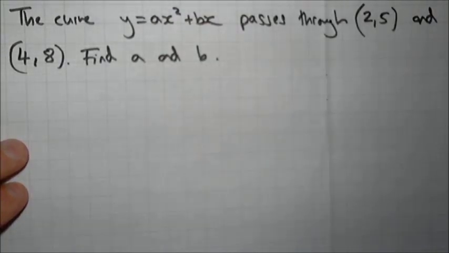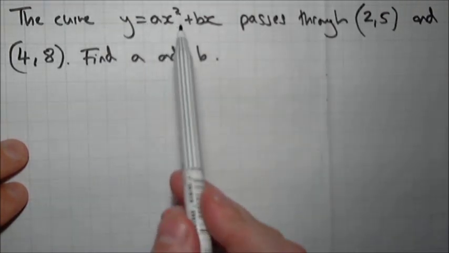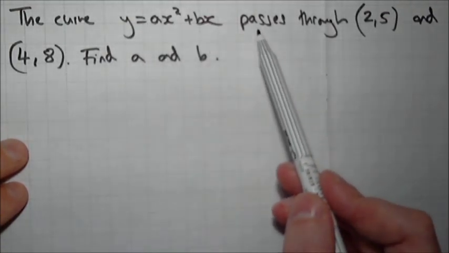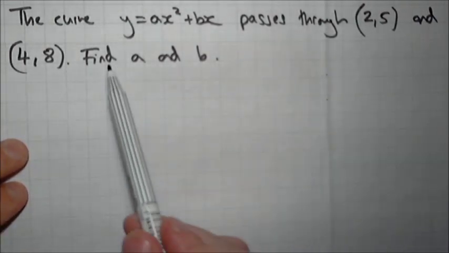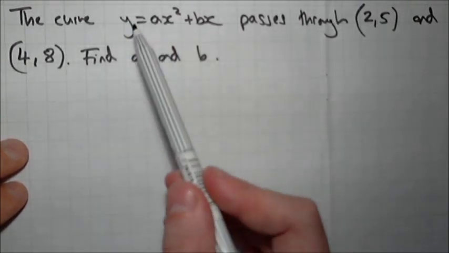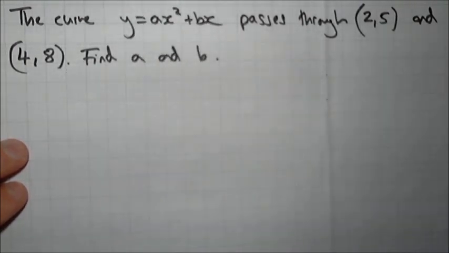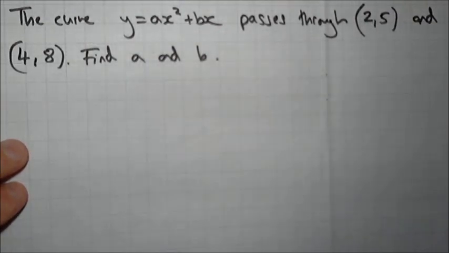Okay, this question says the curve y equals ax squared plus bx passes through (2, 5) and (4, 8). Find a and b. So what's this all about? Okay, so we've been given a formula for the curve. We have been given 2 points which are on the curve.